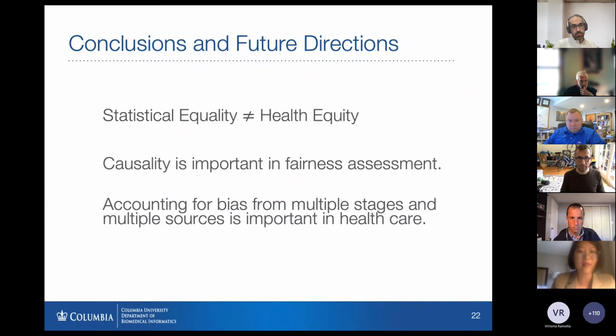So to summarize, I showed that statistical equality often does not imply health equity, and causality is very important in fairness assessment. Accounting for bias from other stages in the healthcare process and understanding the source of bias by incorporating social determinants of health information is very important in future work of health equity research.